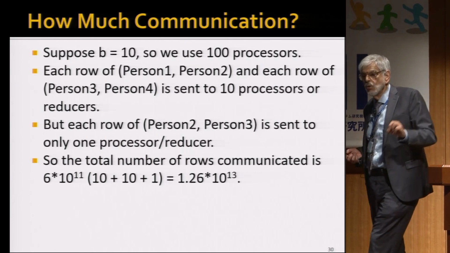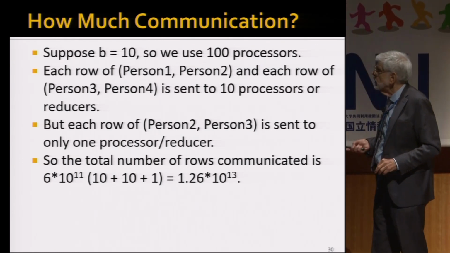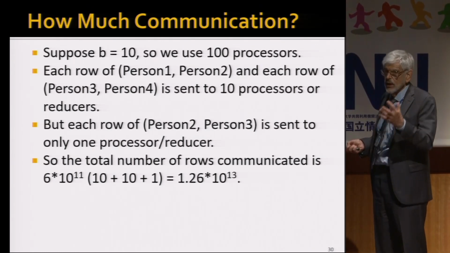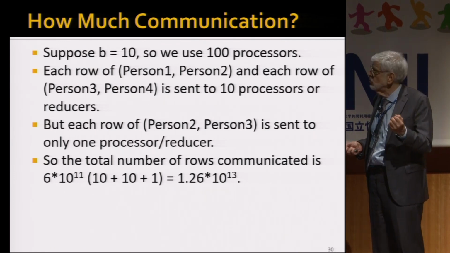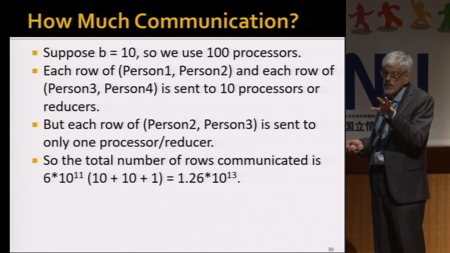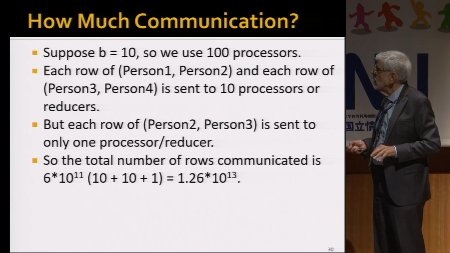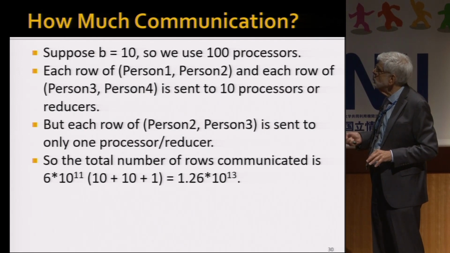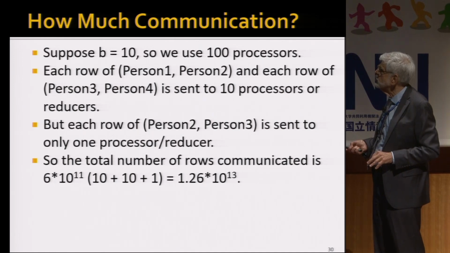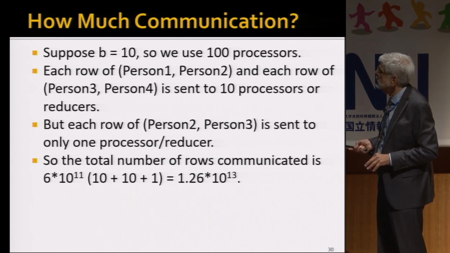So how many rows get communicated? Well, it's 6 times 10 to the 11th. That's the number of rows in the friends relation. 10 for person 1, person 2, 10 for person 3, person 4, and 1 for person 2, person 3. That comes out to this number.